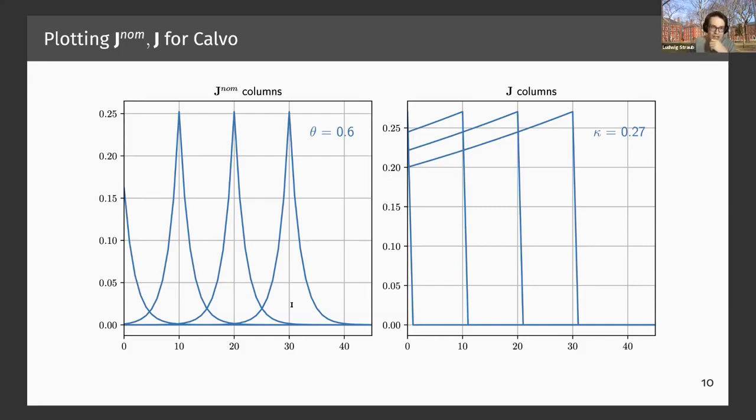On the left, you see the nominal Jacobians. I'm not going to have that much time to explain what's going on here, but basically, just to be brief, if you focus on this shaped structure here that peaks around 30, this would be the price level response to a nominal wage change in period 30. Okay, and so why is this shape?